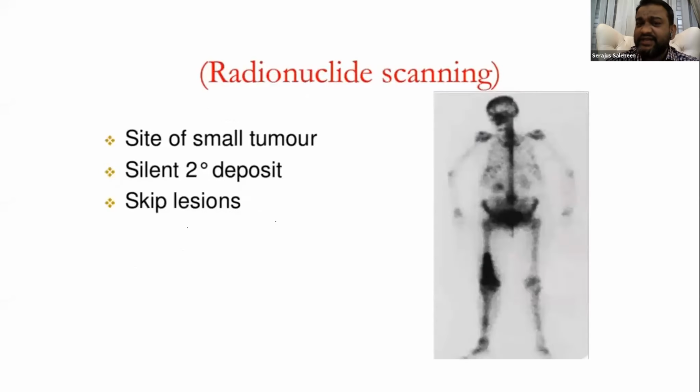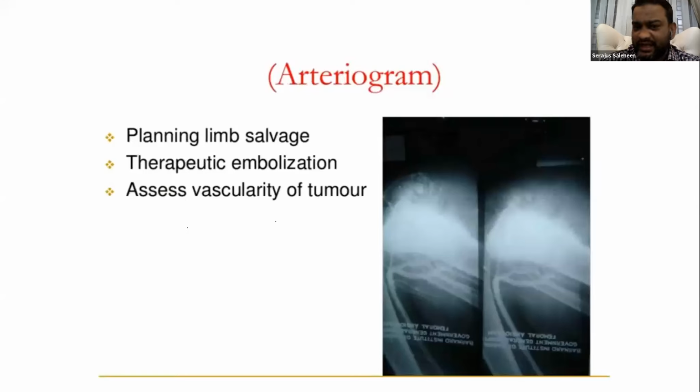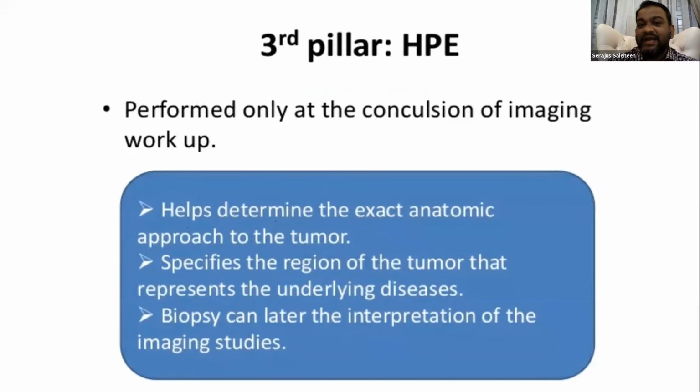And the next staging investigation is the isotope bone scan. In isotope bone scan, we can find any small tumor, any silent secondary deposit, or any skip lesion. And then the next investigation is the CT angiogram. When you're planning any limb salvage surgery, or any vascular tumor where therapeutic embolization is necessary, then CT angiogram is essential. And now the final, third pillar, is the histopathological investigation.